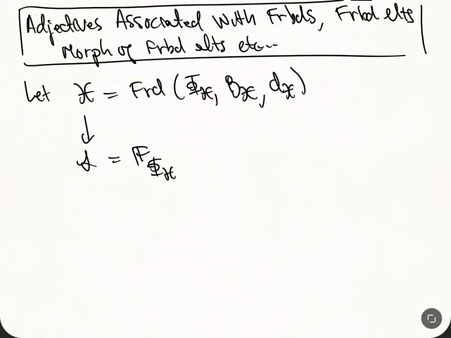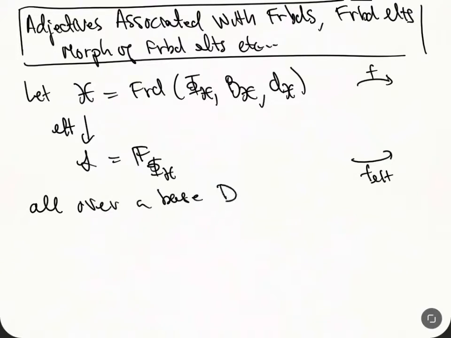So this map we're going to call ELT. This is going from the Frobenioid here to the elementary Frobenioid. And so, again, if we have a morphism in here, this will go to f ELT here. Okay, and then this is all over a base category, which we're going to denote d of x.